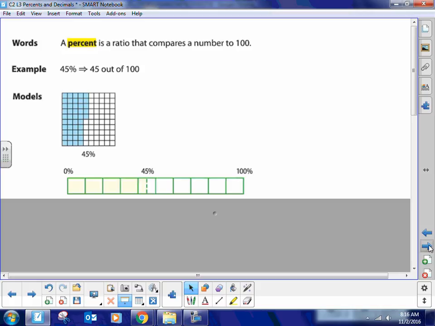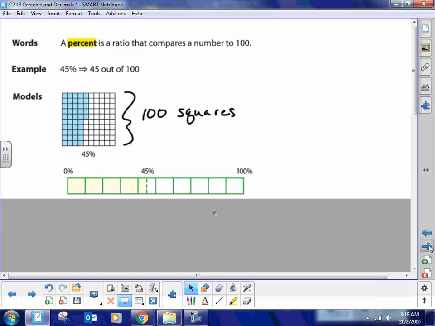Okay, so a percent is a ratio that compares a number to 100. Something I just talked about, okay? Example, 45% is 45 out of 100. Here they did a little model. These are 100 squares here, little squares.